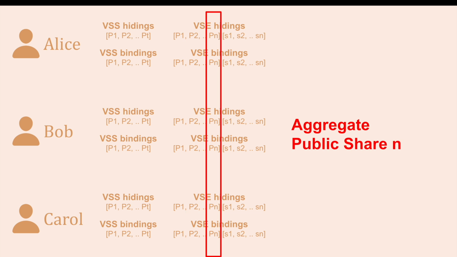And here is the third, is 3, right? Say this is a 2 of 3 setup, and n being 3, the sum of the third point of all VSC vectors is the aggregate public share of Carol.